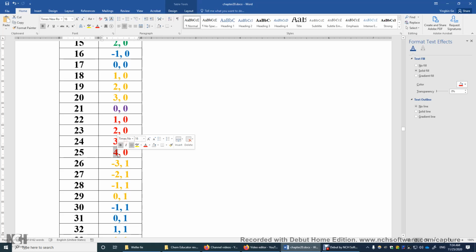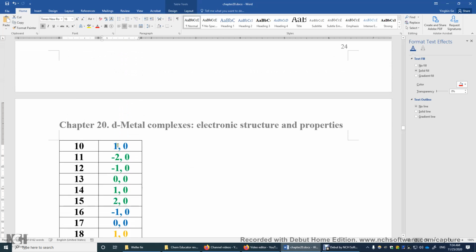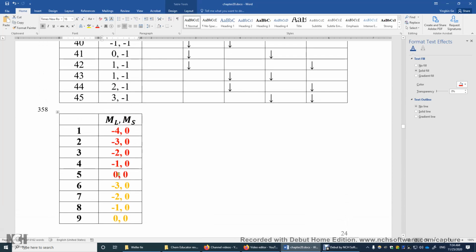And when L is 4, the possible values of M sub L are negative 4, negative 3, negative 2, negative 1, 0, 1, 2, 3, 4. 9 of them. So you need to find all 9 microstates. So 1, 2, 3, 4, 5, 6, 7, 8, 9. All 9 of them.